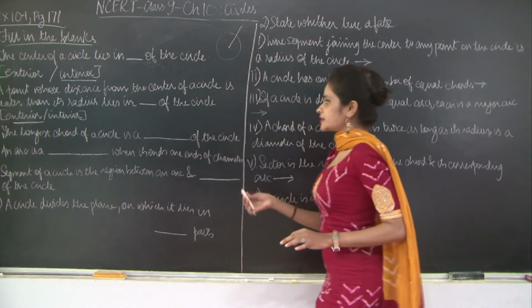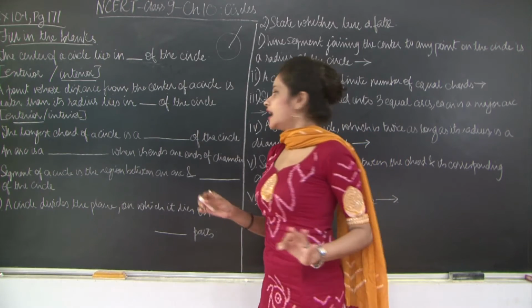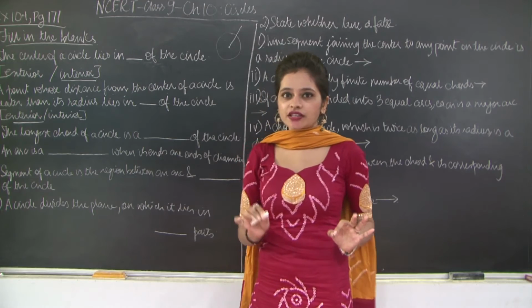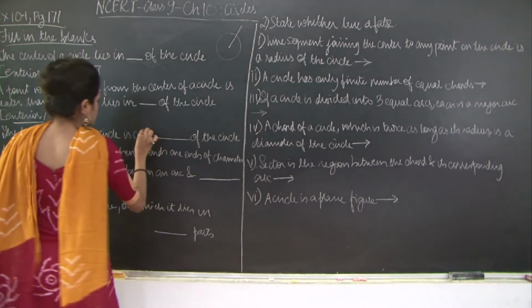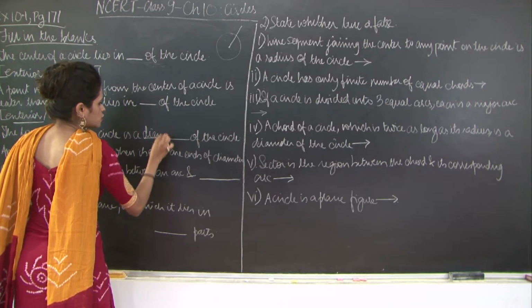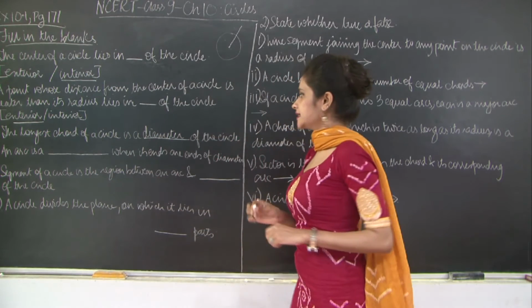The longest chord of a circle is a dash of the circle. We learned that the longest chord of the circle is the one that passes through the center of the circle, and this chord is known as the diameter. So I will say diameter. And also, what do we know about the diameter? That the length of the diameter is twice the radius.